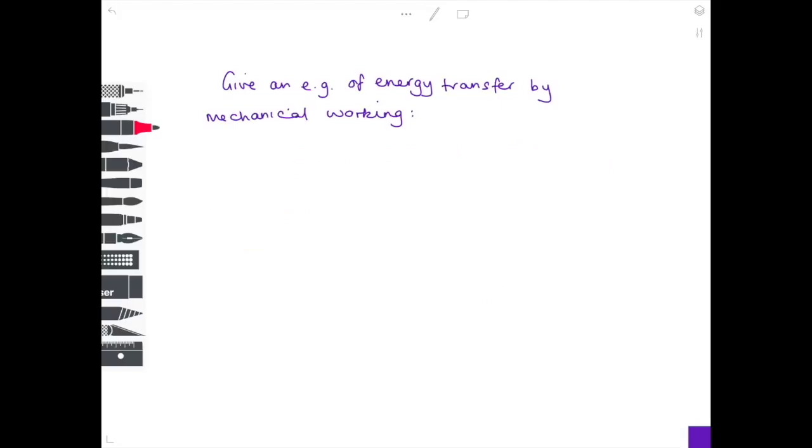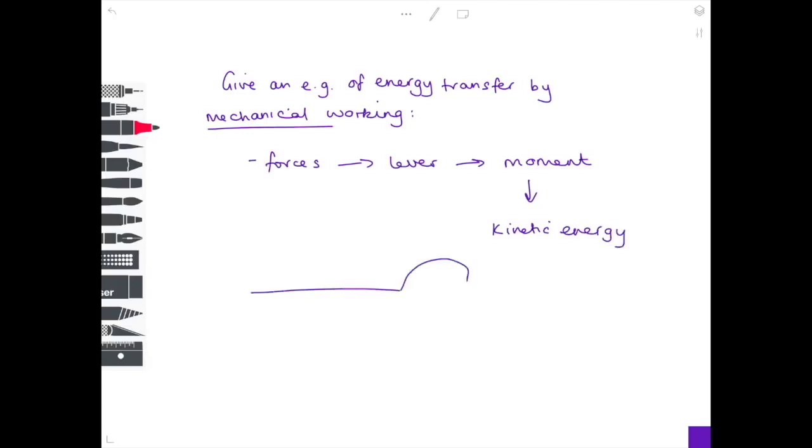Now we need to look at an example of energy transfer by mechanical working as opposed to electrical working. The easiest thing here is to consider forces. And if you apply a force to a lever, remember levers create moments which are turning effects. And at the other end, that will produce kinetic energy because it will actually cause something to move. So taking an example such as a spanner or a wrench, terribly drawn, but you apply a force here using your hand and that creates a moment which causes the wrench to turn, which will turn that screw, releasing kinetic energy.